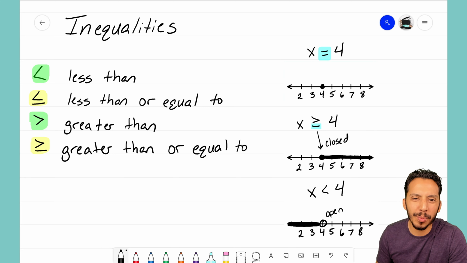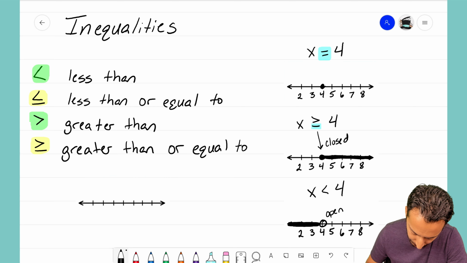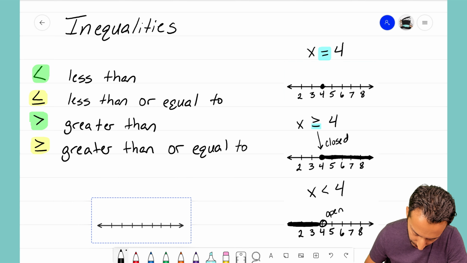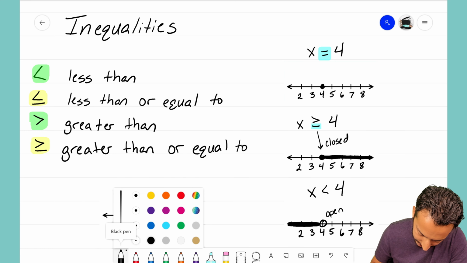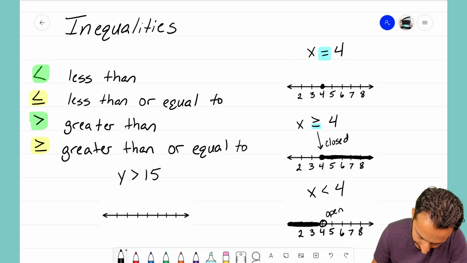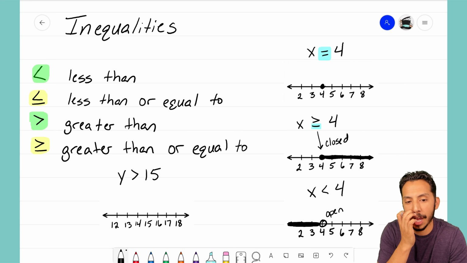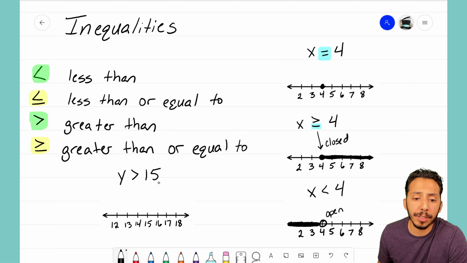Alrighty, let's look at maybe one more example to make sure we really have this solidified. I'm going to paste that number line in one more time. Let's say we'll look at the example y is greater than 15. So I'm going to make a number line here. I'll do 12, 13, 14, 15, 16, 17, and 18. Alrighty, so I have my number line there. I see that 15 is the boundary point.